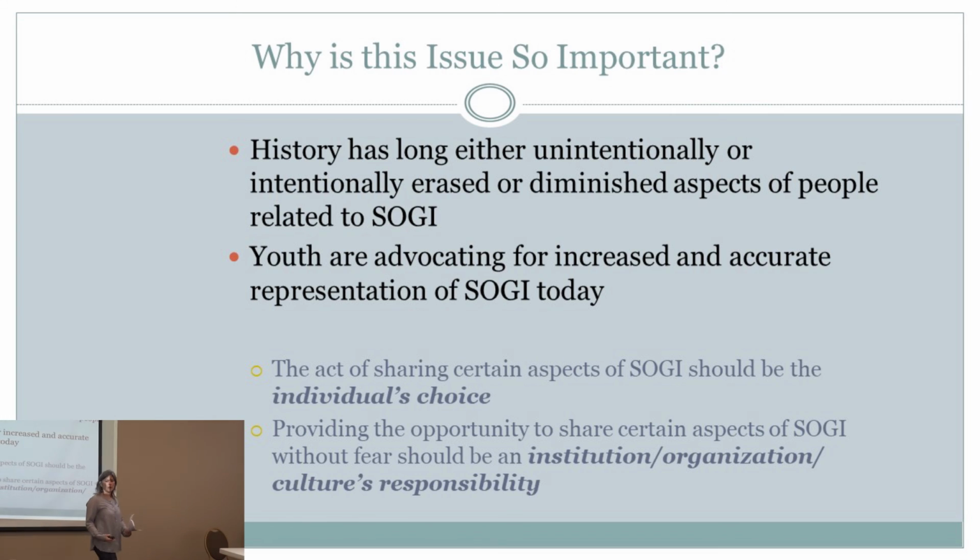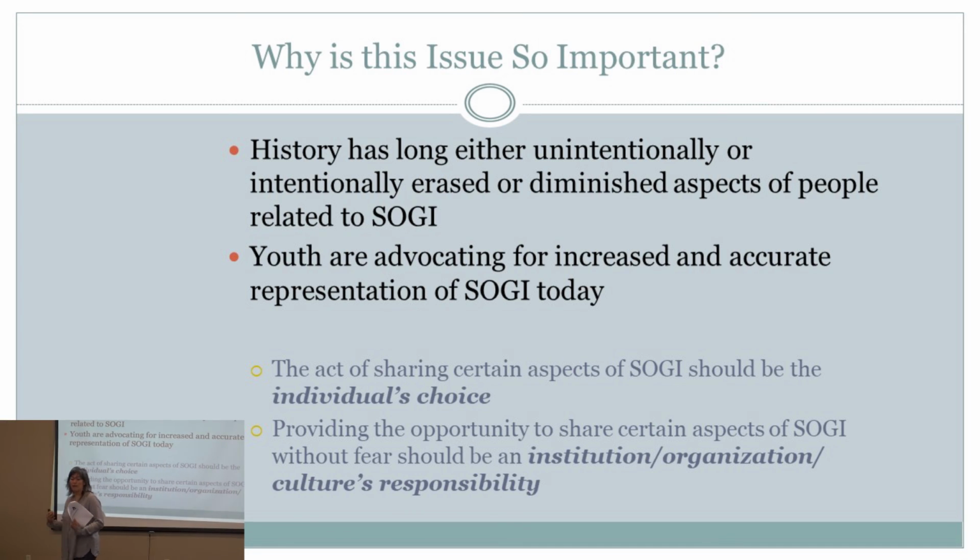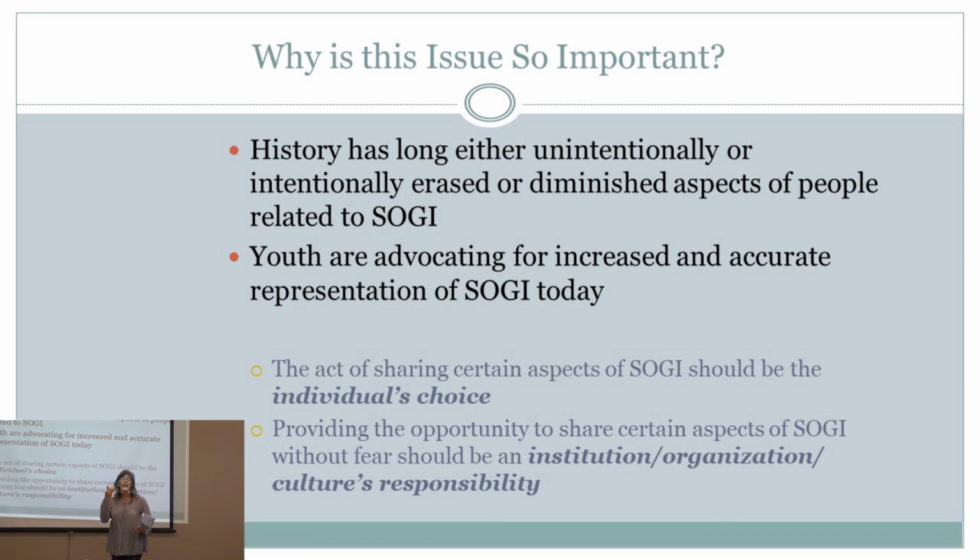Why is this issue so important? Why do I feel the need to talk about these things? History has long, either unintentionally or intentionally, erased or diminished aspects of people related to SOGI, sexual orientation and gender identity. It's very similar to representation for other underrepresented minorities. I'm Mexican American. It took a long time for me to start seeing Mexican American faculty in schools, and representations of Mexican Americans in media and culture. Same thing for LGBTQ people. So we don't see a lot of it.